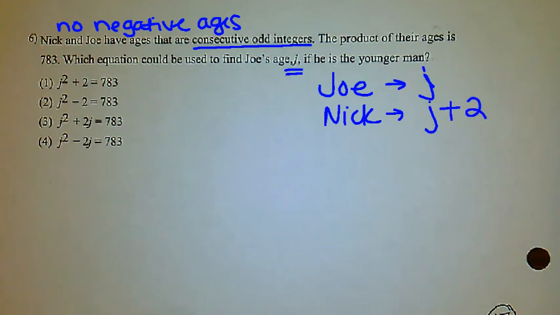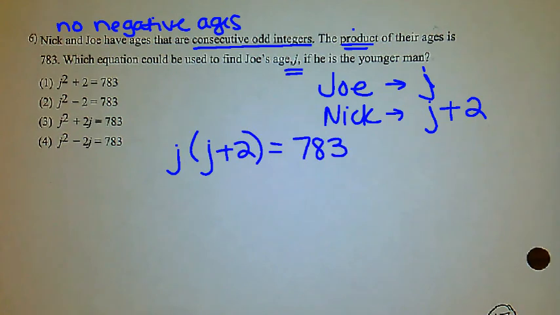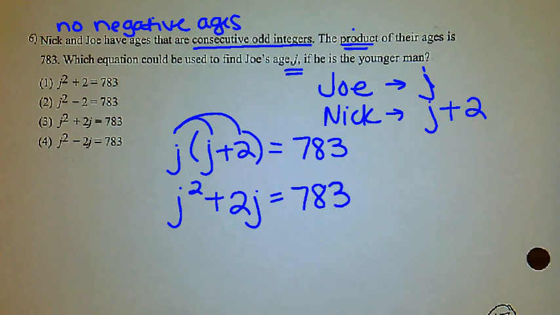Okay, they say the product of their ages, so we're going to multiply. Those are the other keywords you've got to look for to see what you should do. If it's a product, you're going to multiply them. If it's a sum, you're going to add them. So pay attention to that. So j and then j plus 2. Their product equals 783. Okay, so we're going to distribute, and you'll see that the answer is number 3.